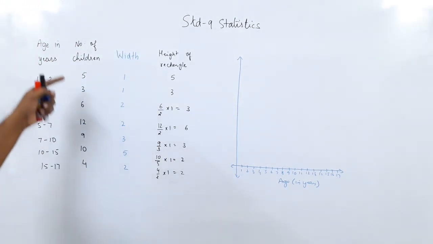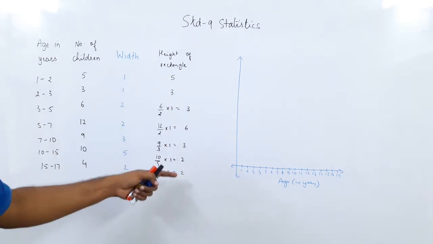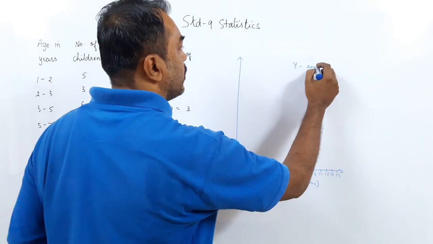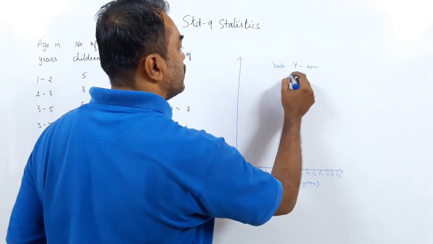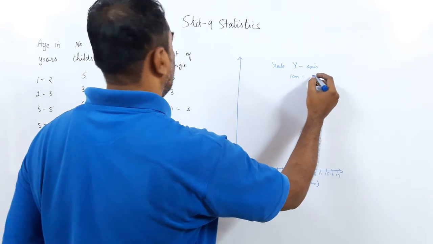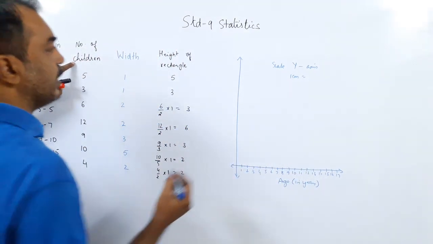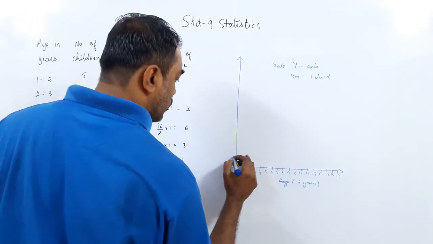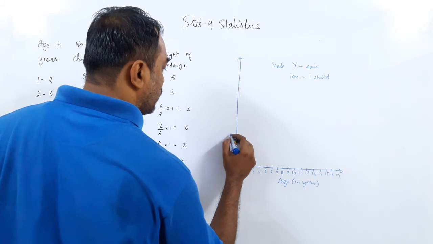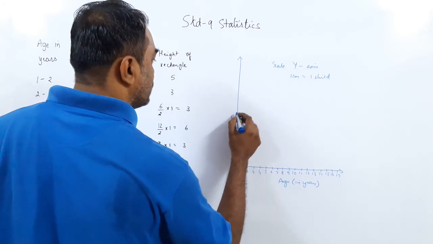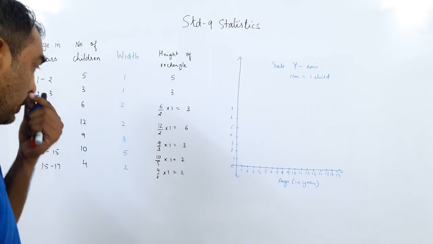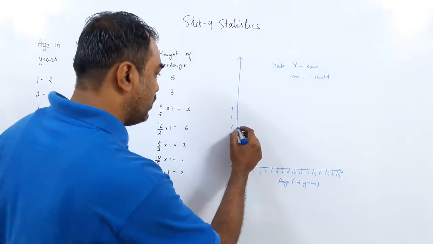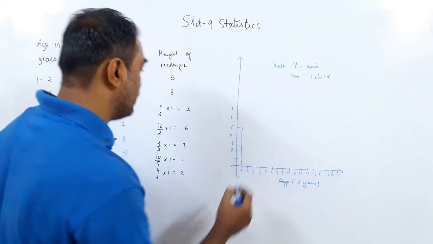Now we will go by the height. So what is the maximum height? Now you can see it is 6. So we can take the height on the y-axis, the scale on the y-axis, 1 centimeter equal to what? 1 child. So 1 centimeter is 1 child. So we'll go now 1, 2, 3, 4, 5, 6, 7. I'm writing one extra. Now between 1 to 2, the width is 1, 5 is the height. So in between we'll keep 5 as the height.